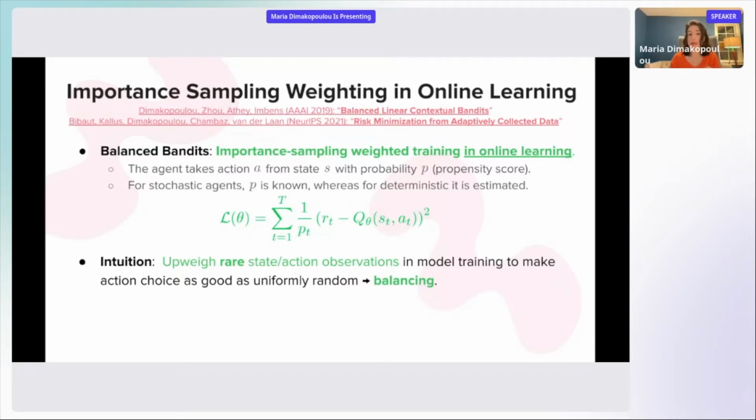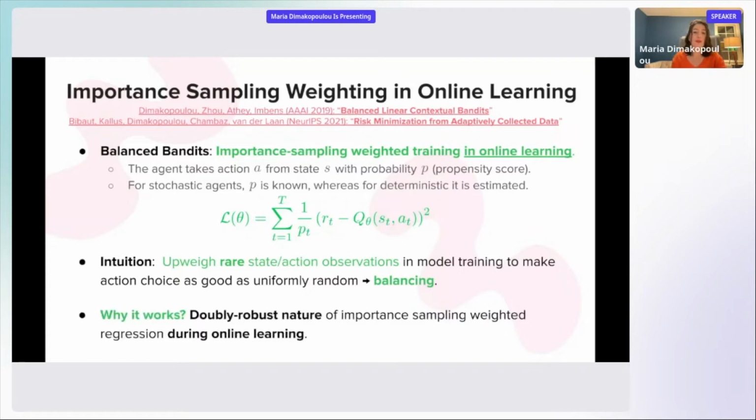Then, for estimating the parameters of the Q function, instead of running the unweighted regression, the loss function we saw earlier, we can run an importance sampling weighted regression where each data point in the loss function is weighted by the inverse propensity score, 1 over p_t, as we see here. Since the propensity score of an observation represents the probability of taking action A from state S, importance sampling weighted training upweighs state-action observations that are rare and makes, as a result, the action selection as good as random, even though in practice it's imbalanced. This is why importance sampling weighted regression is often referred to as balancing. And these bandits that use importance sampling weighted training are also referred to as balanced bandits.